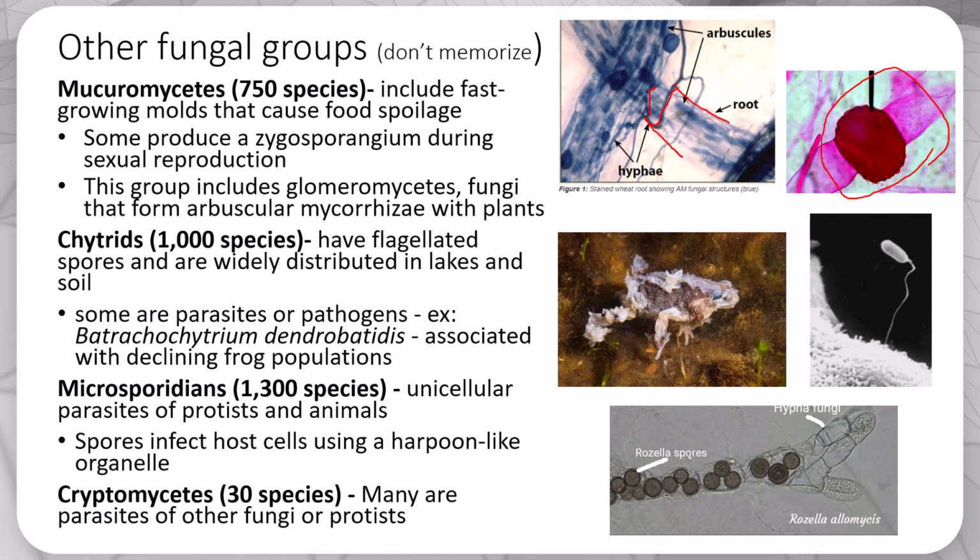There are different ones for frogs and salamanders. There are microsporidians, which are unicellular parasites of protist and animal cells, and then there's cryptomycetes, which are parasites of other fungi or protists. This is one fungal species, and then these little spores here are the parasites inside of that other fungal species. So don't memorize these. This is just to give you an example of some fungal diversity.